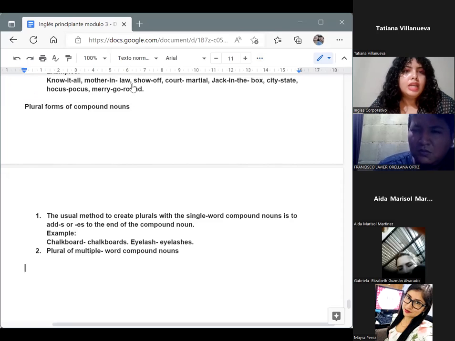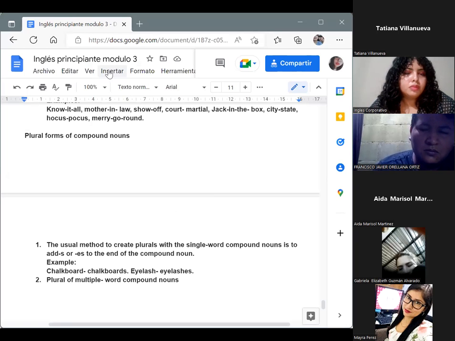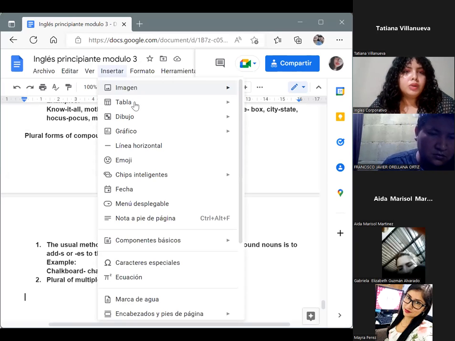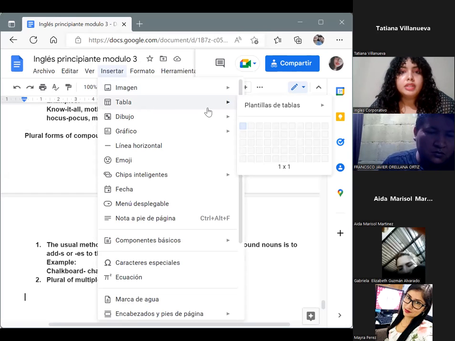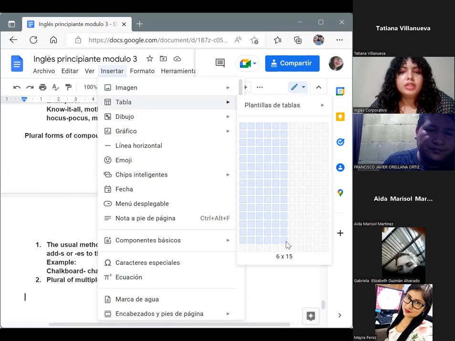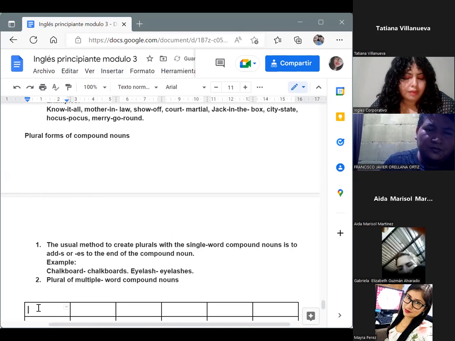But I need a table in which we are going to write the words, the examples in this case. I'm going to write just 20 right now. So in this case, we're going to have compound noun and Spanish.